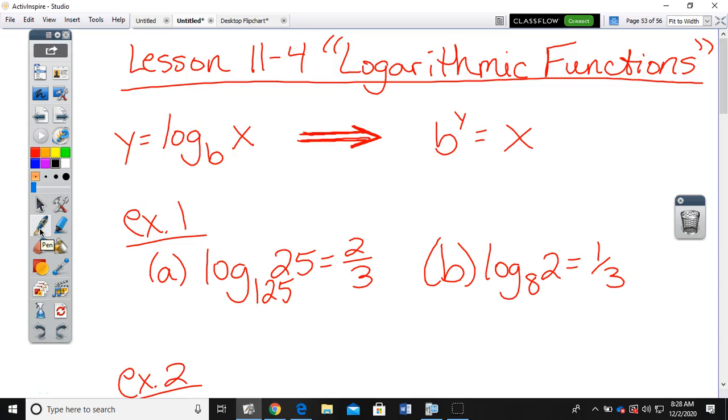All right, today we're doing logarithmic functions. Like I said, in your book, I'm on page 718 if you'd like to follow along. Logarithmic functions are logarithms. This is logarithmic form. And what's this when it has an exponent? Exponential form. Okay?